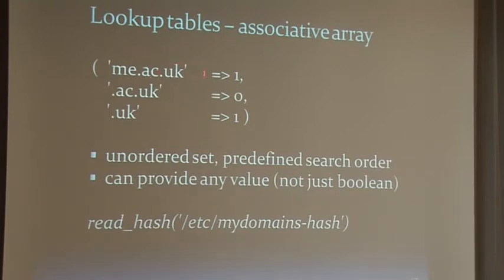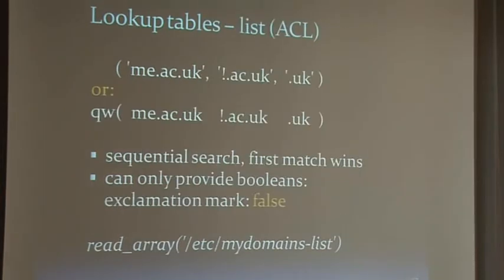An associative array gives to each string, typically a domain name or recipient email address, some values. It is unordered, and the search needs to run in a predefined search order so that it can get predictable results. And it can provide any value, not just booleans as in this case, but any string. Any value could be obtained from a lookup on a hash. A hash is just a Perl name for an associative array.